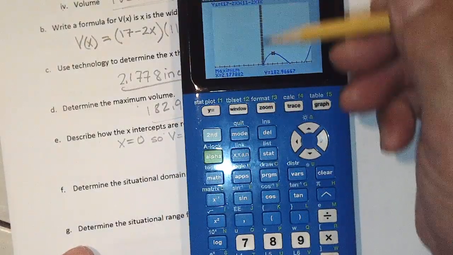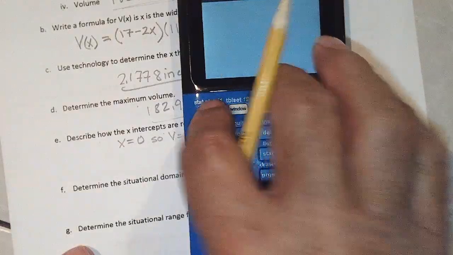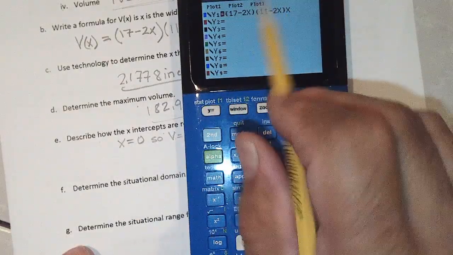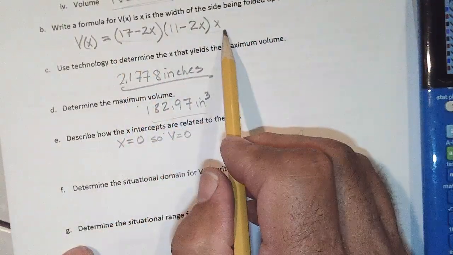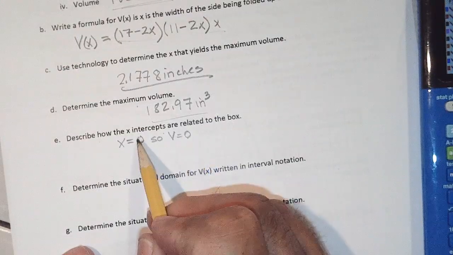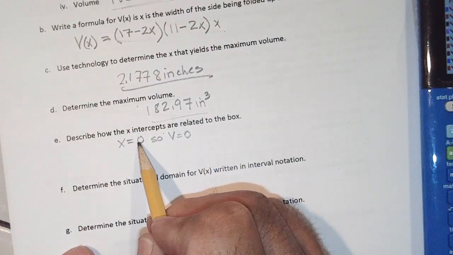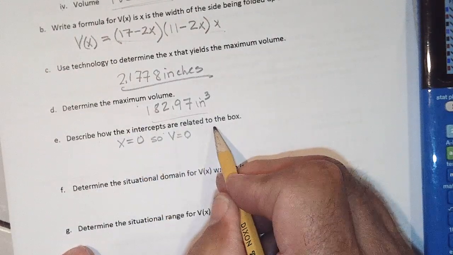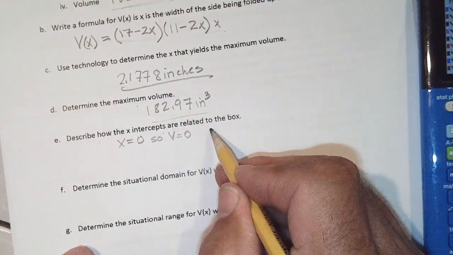The volume is the vertical height, because we graph the volume as this equation. When the volume is 0, it happens when x is 0, because you're not folding any sides up, so there's no sides.